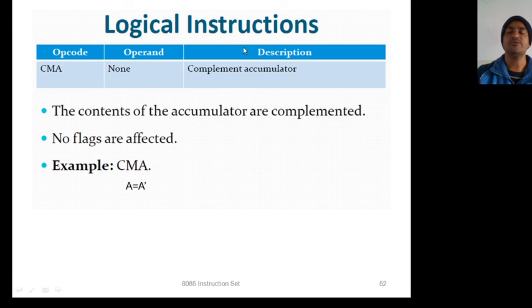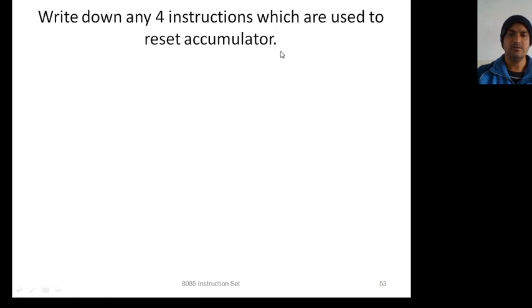Now CMA. This is the NOT gate. Suppose you have to invert the contents of the accumulator. For this we will use the CMA instruction. CMA means A equal to A complement. Replace 0 by 1 and 1 by 0. In this way you will get the one's complement of the contents of the accumulator, and it will store the result in A. Suppose you have to determine the 2's complement. What will you do? Just determine the 1's complement, then add 1.